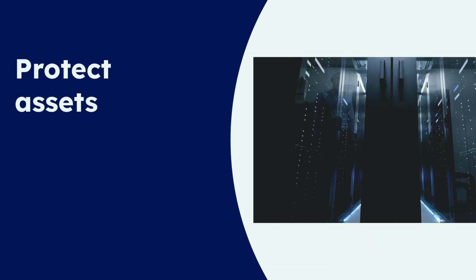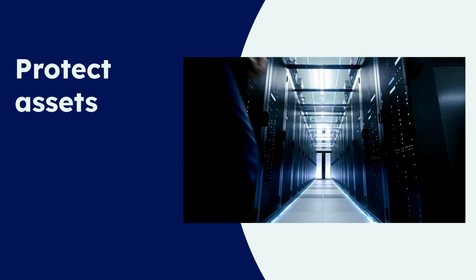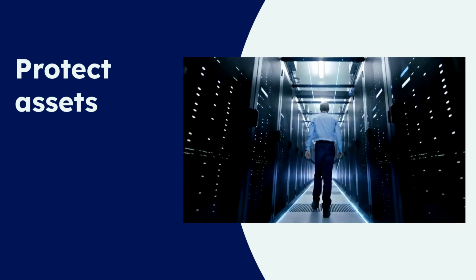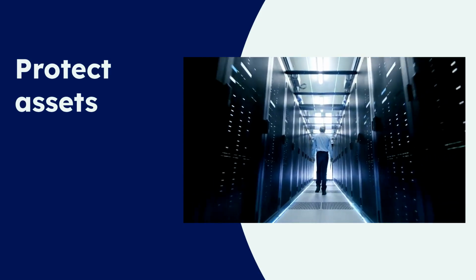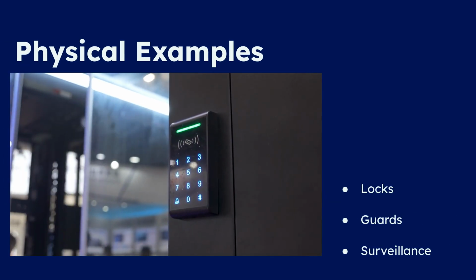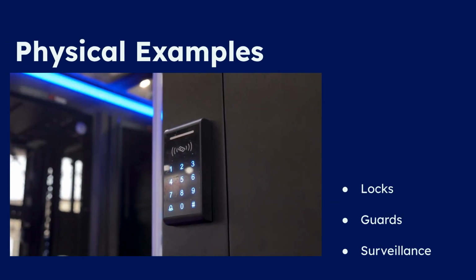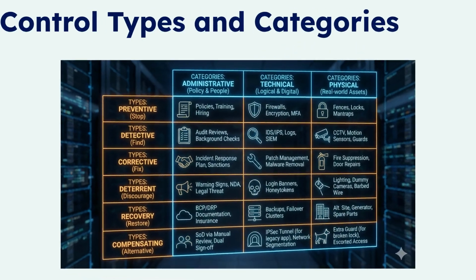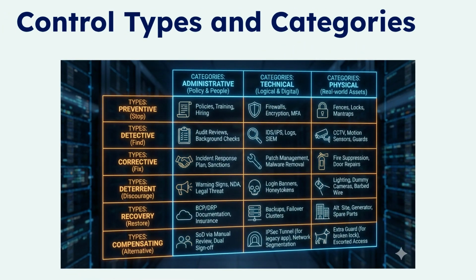Physical controls are essential for protecting the physical assets that house our digital data, like servers, networking equipment, and offices. Examples include secure locks on server rooms, security guards, and surveillance cameras to monitor access and deter theft. These can be combined into a matrix with the control types across the rows and categories for the columns. Identifying and then choosing the correct controls is crucial for implementing cybersecurity.